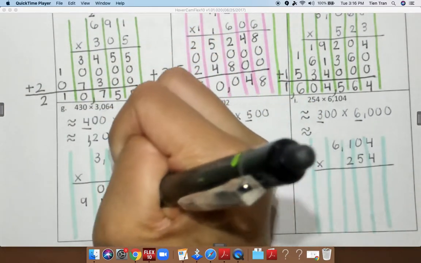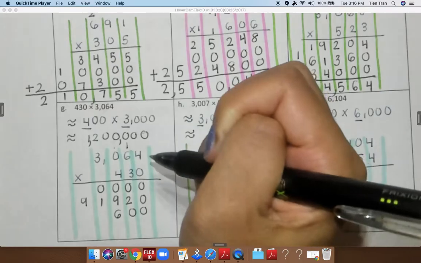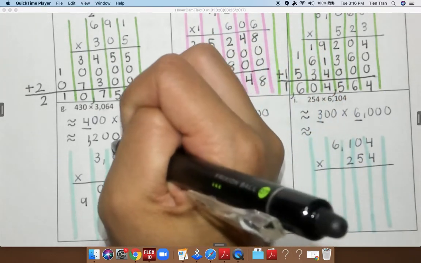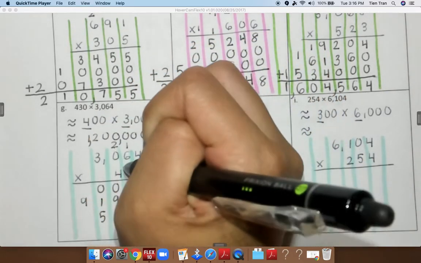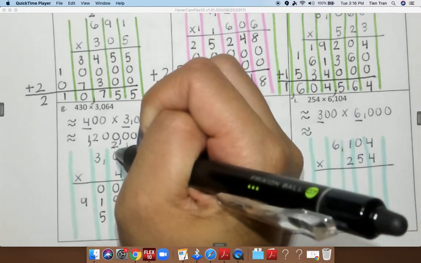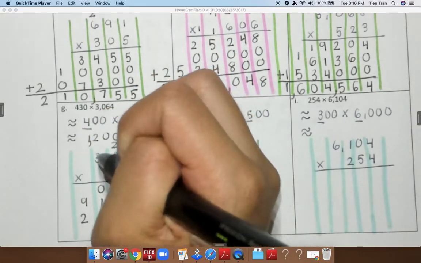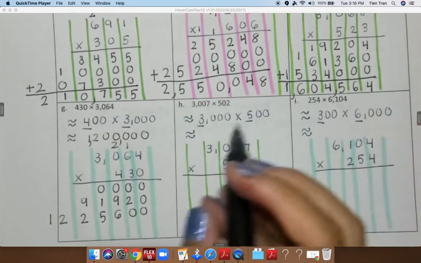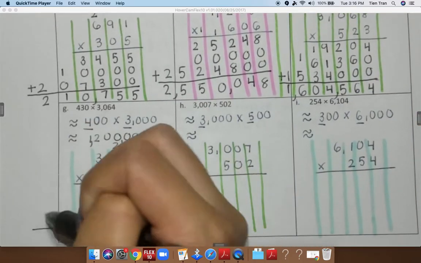4 times 4 is equal to 16. 4 times 6 is 24. 24 plus 1 is 25. 4 times 0 is equal to 0. Add 2. 4 times 3 is equal to 12. And now I am going to add everything together.